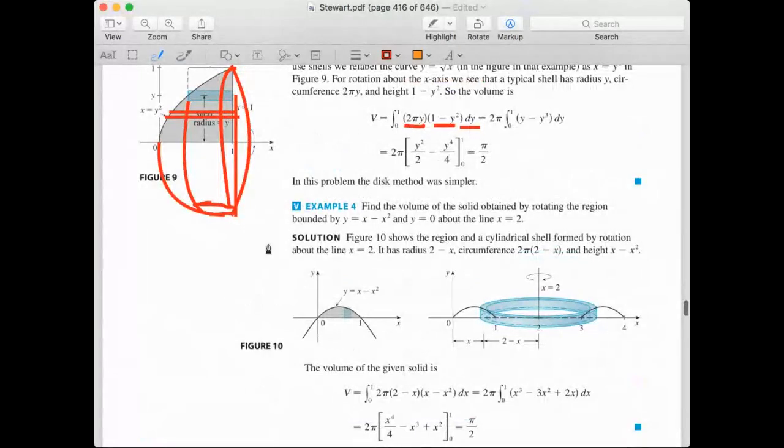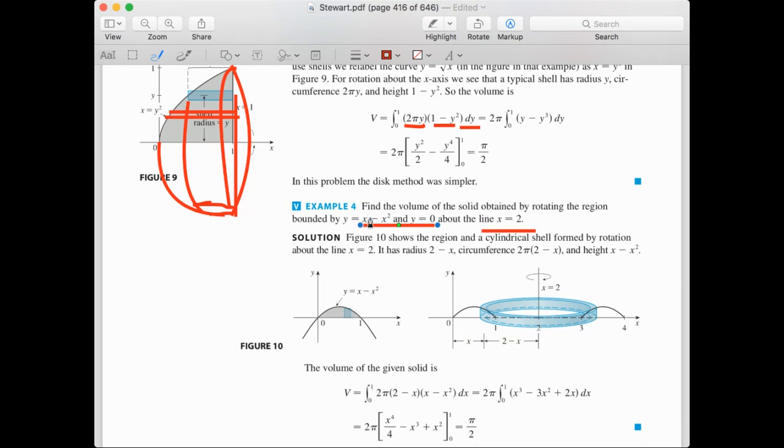So let's say last example. Find the volume of the solid obtained by rotating the region bounded by this. One function is x minus x squared. The other function is y equals 0, the x-axis. About the line x equals 2. So this is not about the x-axis or y-axis, it's about a line, x equals 2. Bounded by these 2 functions, we get this piece.